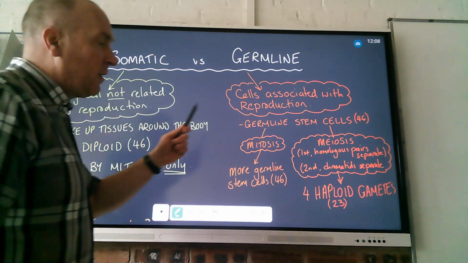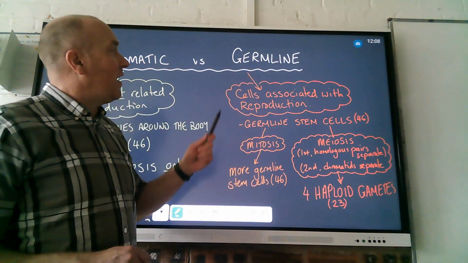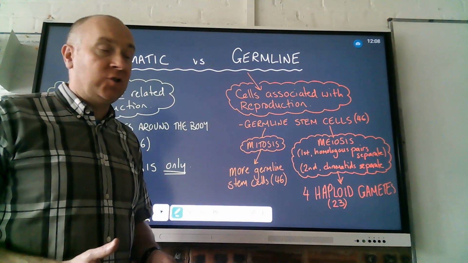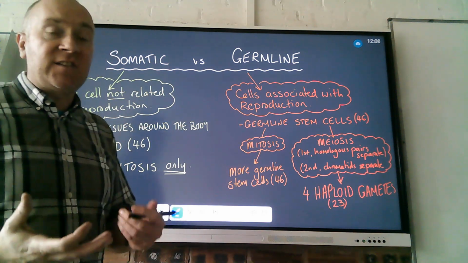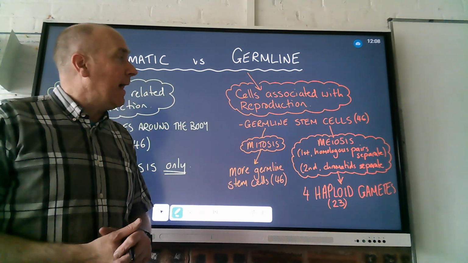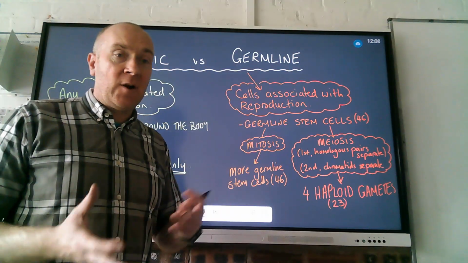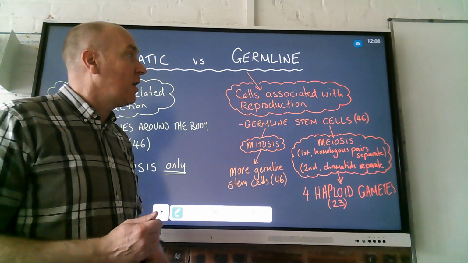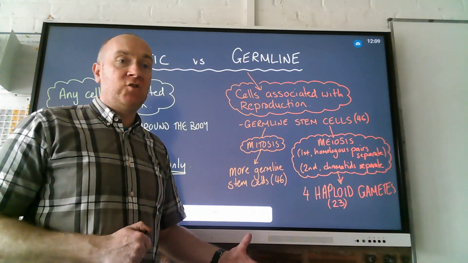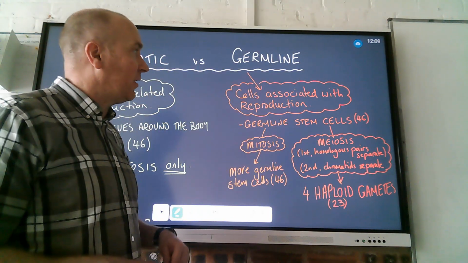Moving on to germline cells. The germline cells are any cell in the body which we relate to reproduction. Now that can include obviously gametes, which are sex cells, as we know from National 5 again. Gametes can obviously be sperm or eggs. They're defined as germline cells, but also the cells that divide to form those cells are also defined as germline cells. We call them germline stem cells.